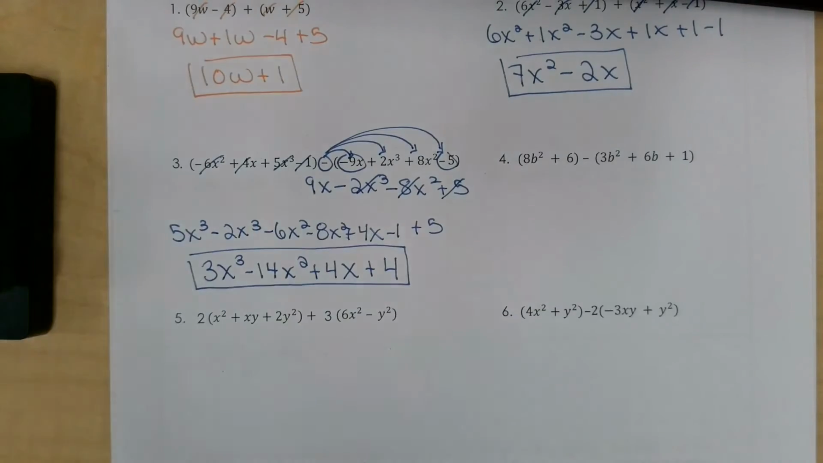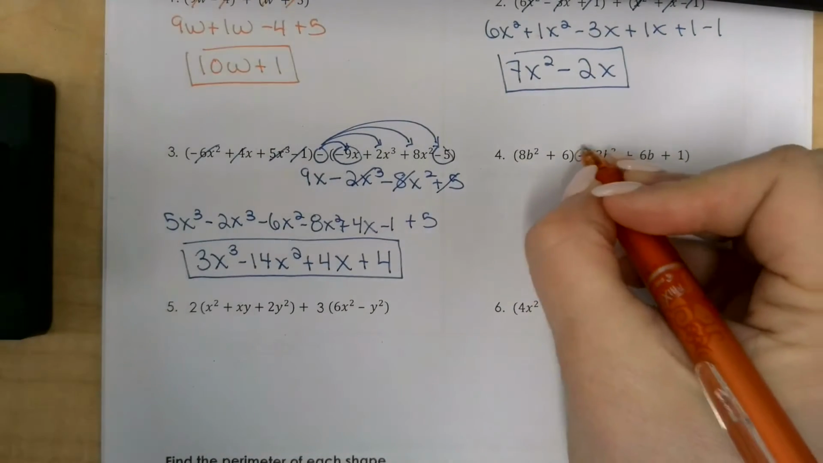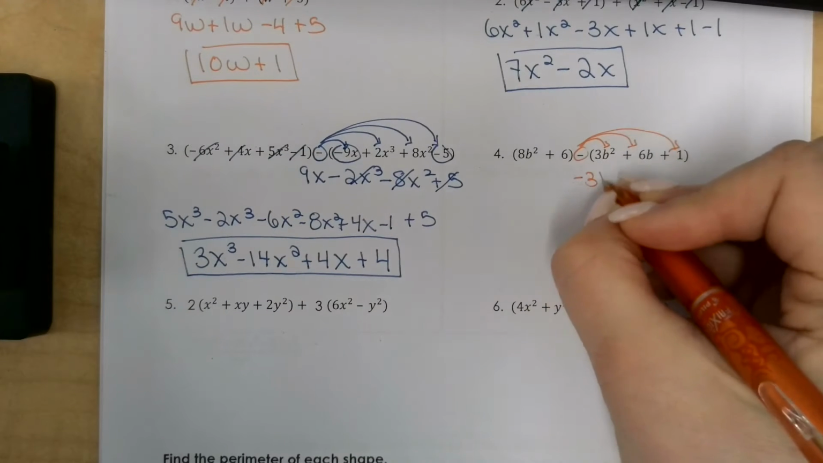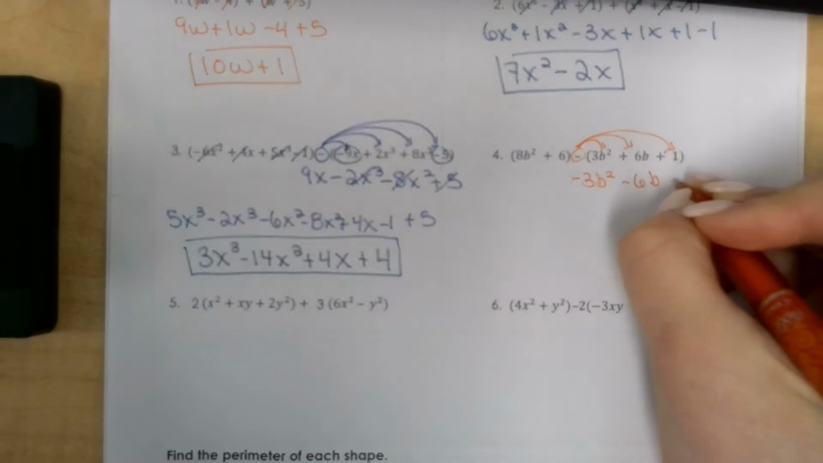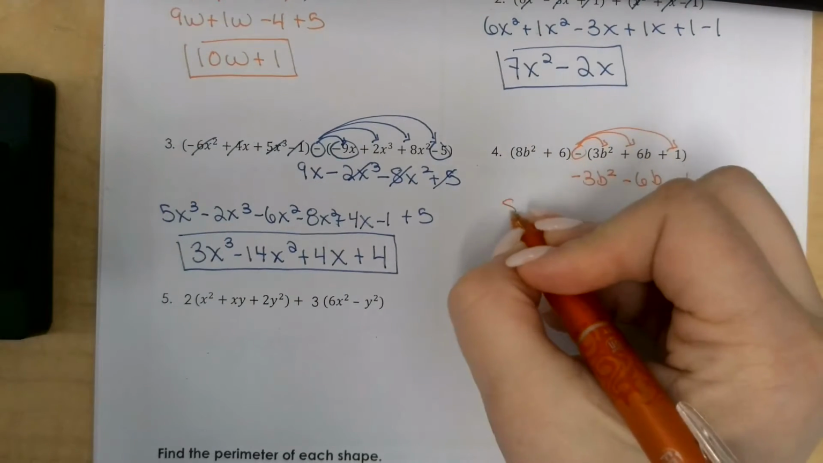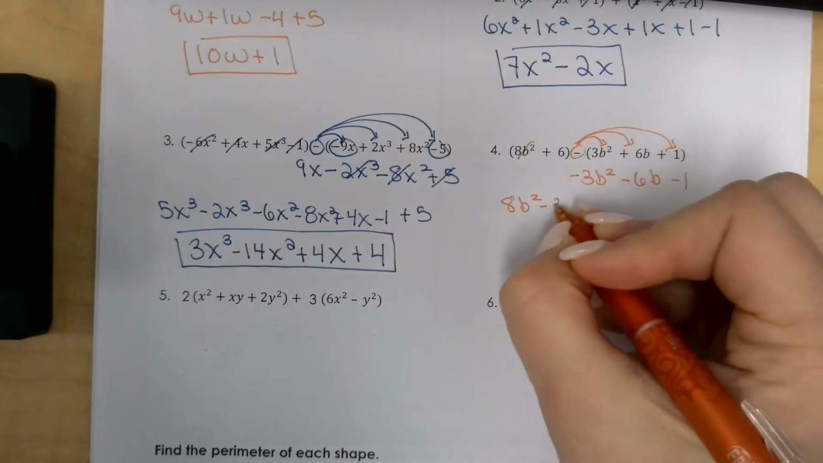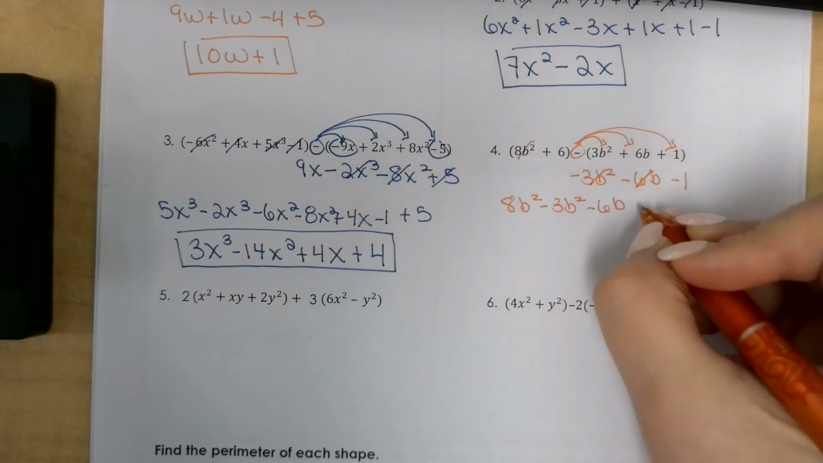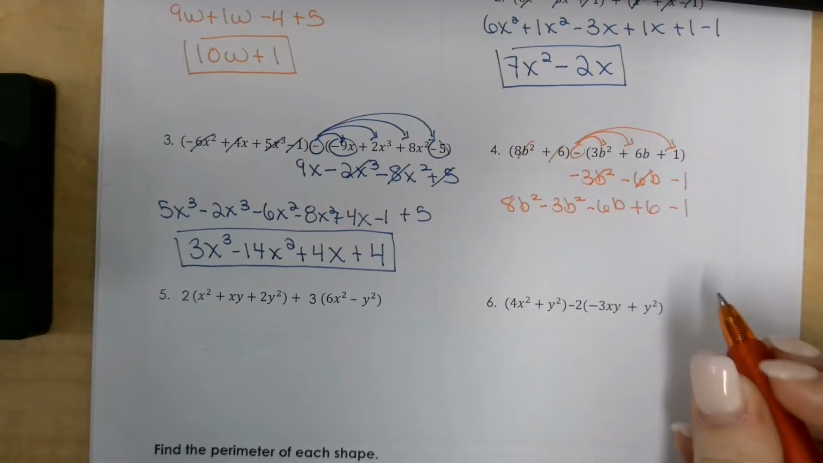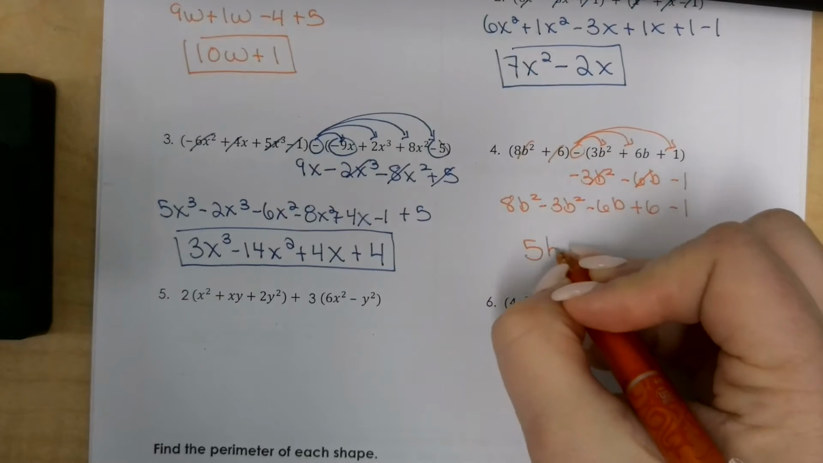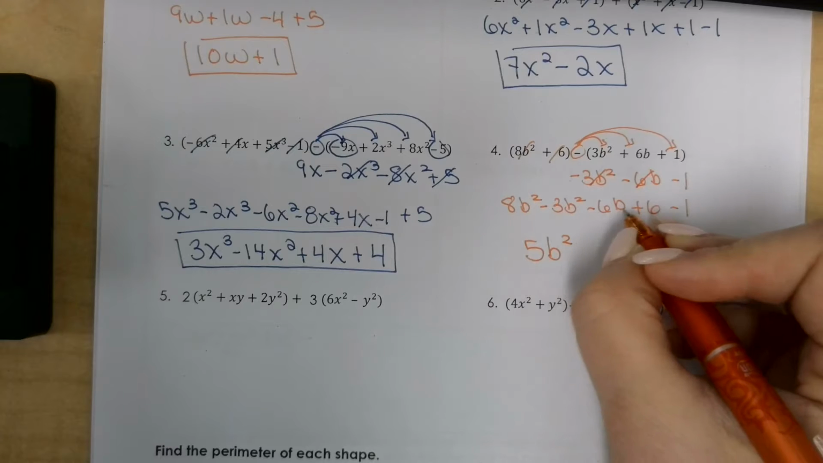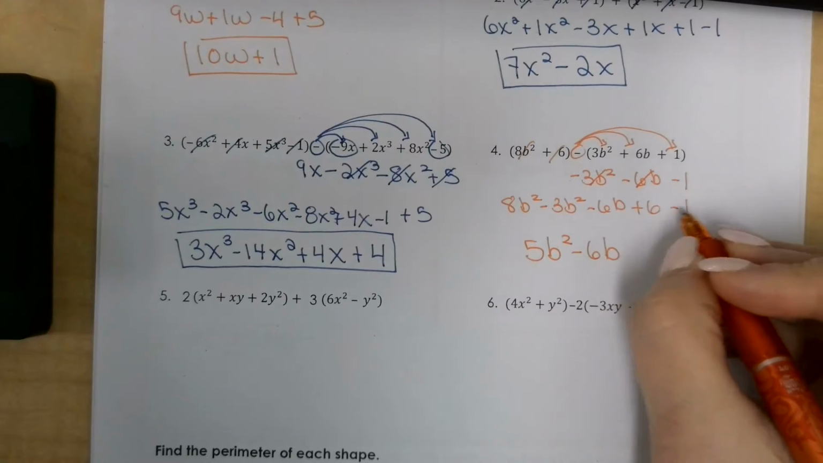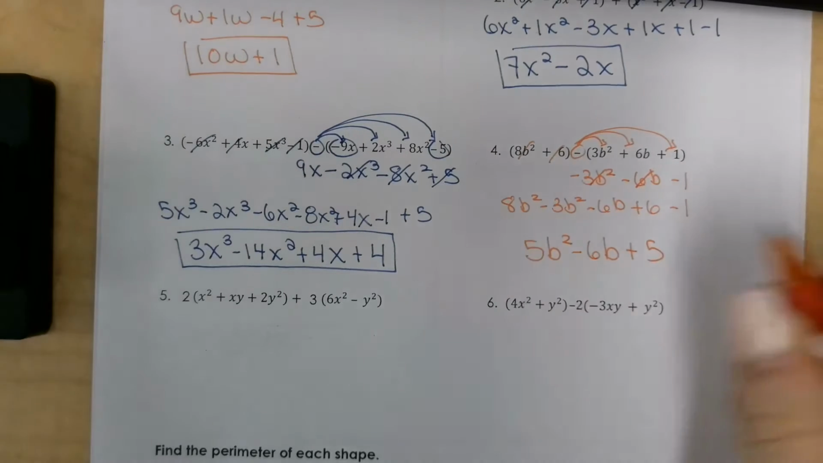In our next one, we are also distributing a negative. So I'm going to make sure I distribute. It's all into positive numbers. So it's going to be negative 3b squared minus 6b minus 1. So I've got 8b squared minus 3b squared. I've got minus 6b plus 6 minus 1. 8 minus 3 is 5b squared. Minus 6b is the only one of that type of term, and plus 6 minus 5 is plus 5.